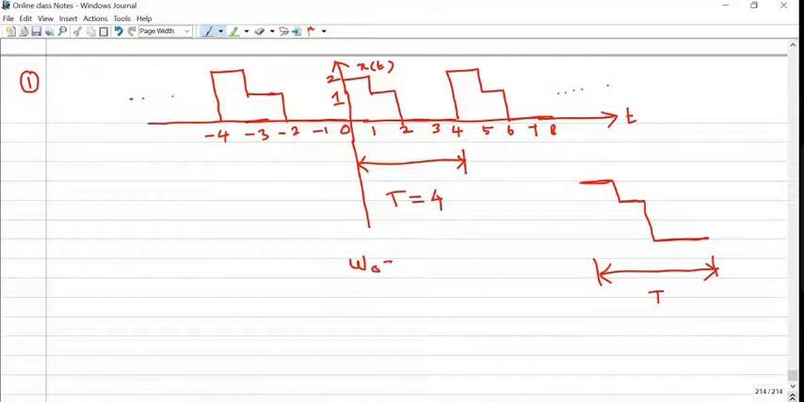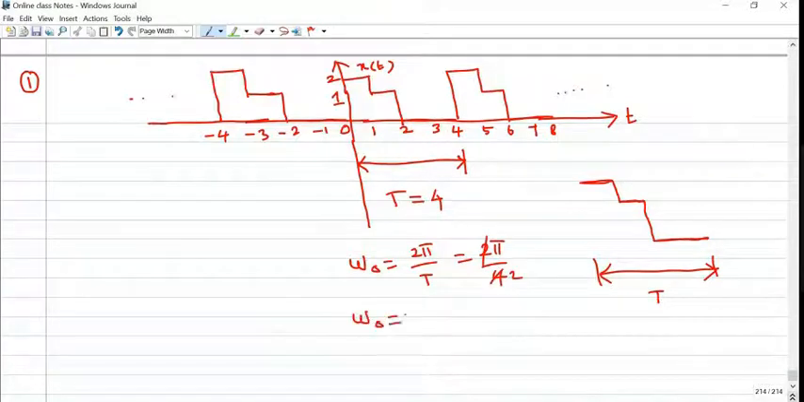So omega naught value is 2 pi by T, 2 pi by 4. So omega naught equal to pi by 2 radian per second.